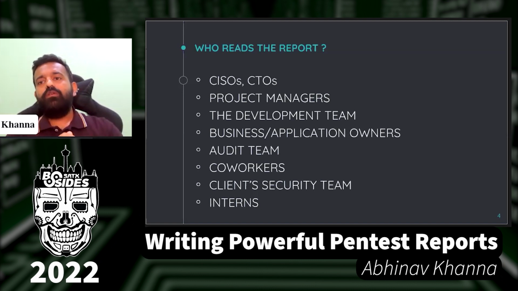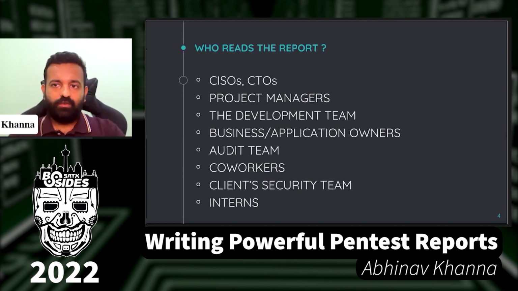So we need to take care that what the CISO wants to see in the report is there. Project managers might actually have to go through the entire report, but they might not be technical enough to understand what is there in the report. So while we are crafting the report, we need to take care that we are writing in such a way that these guys can also understand the report.